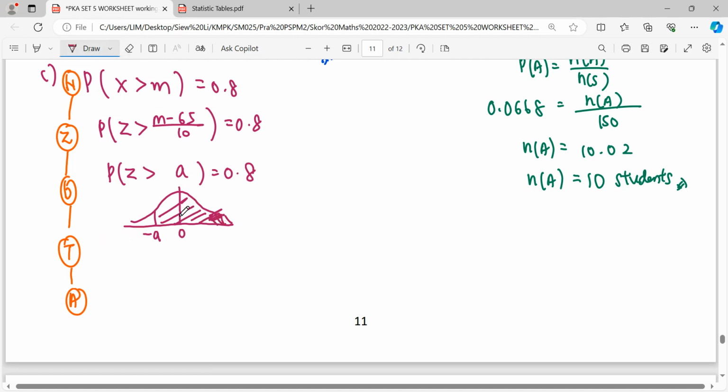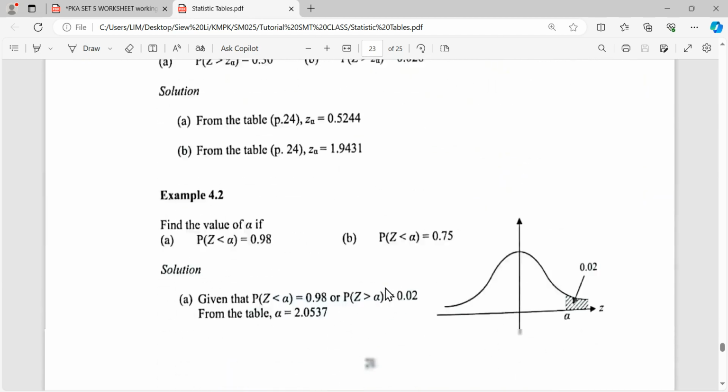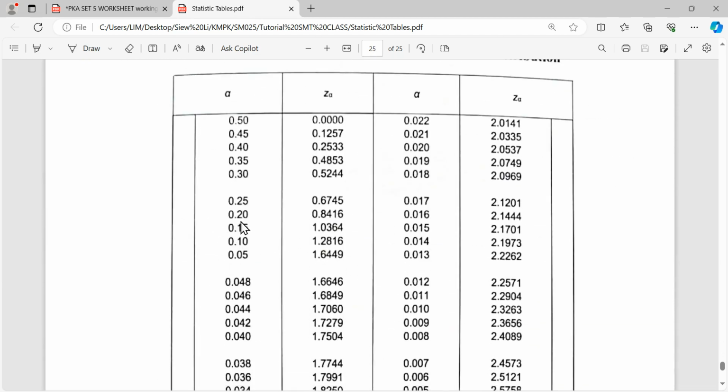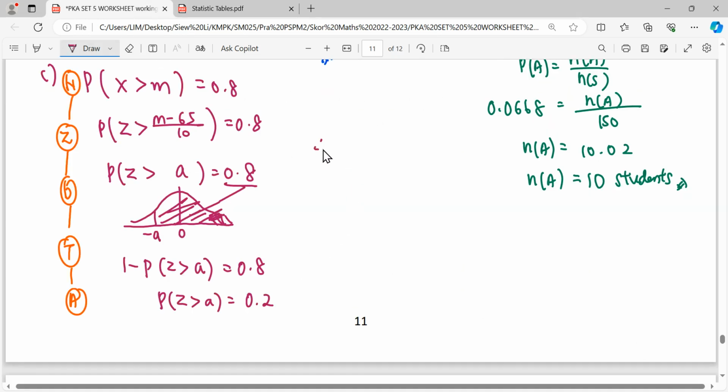Next one, how we read from the table for this situation of the area. So 1 minus the left tail of A means we read it as the positive tail, supposed to get this region as 0.8. So the tail side only represents 0.2. Then we can read from our statistic table 0.2. The z-score represented here is 0.8416. So A is supposed to be negative because A is on the left hand side.